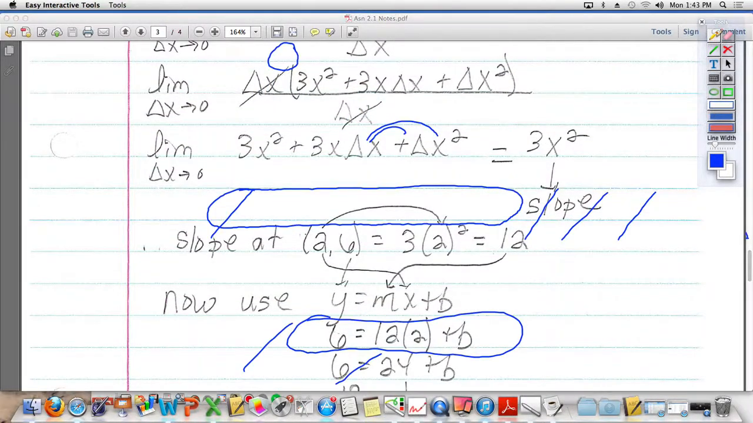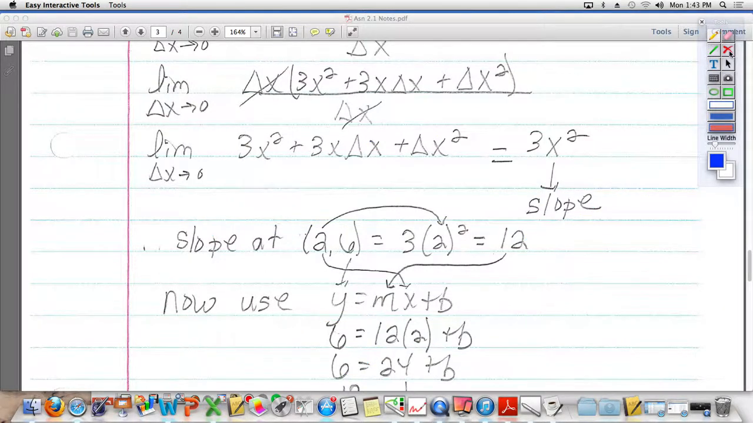If we're trying to figure out what happens as it approaches 0, that means I need to replace this with 0, need to replace this with 0, leaving you with 3x squared. That's your slope. This is the function that you are going to use to calculate your slope.